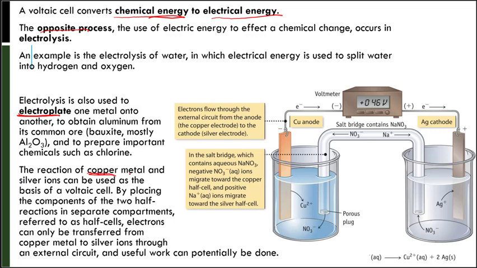The reaction of copper metal and silver ions can be used as the basis of a voltaic cell. By placing the components of the two half reactions in separate compartments, referred to as half cells, electrons can only be transferred from copper metal to silver ions through an external circuit, and useful work can potentially be done.